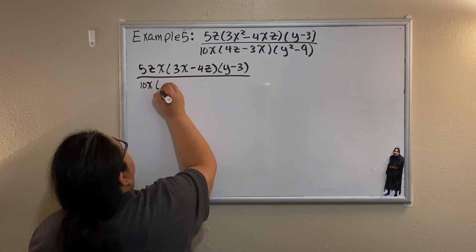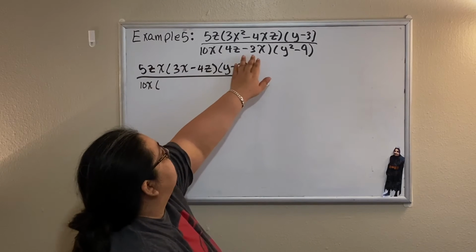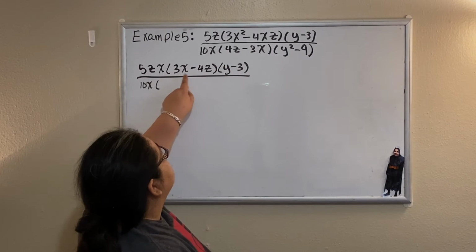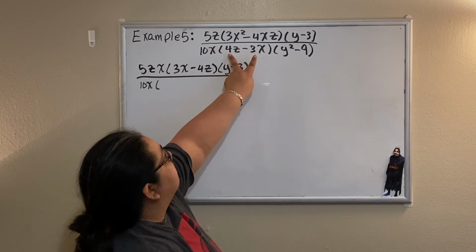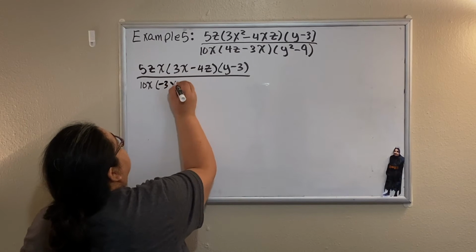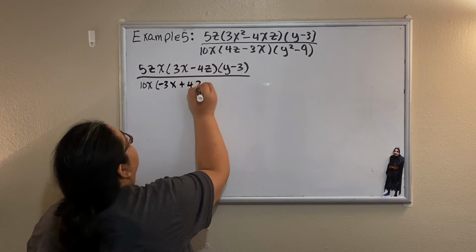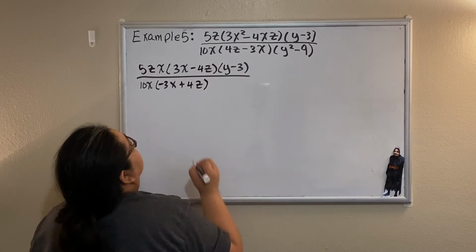Close parentheses, times y minus 3, all over 10x times, now before I write 4z minus 3x, notice this is 3x minus 4z. It's the reverse. So I'm going to write this backwards. I'm going to write negative 3x plus 4z because this is going to reduce to a negative 1.